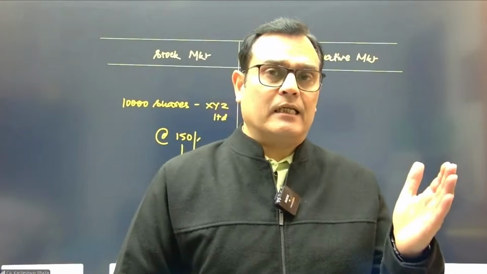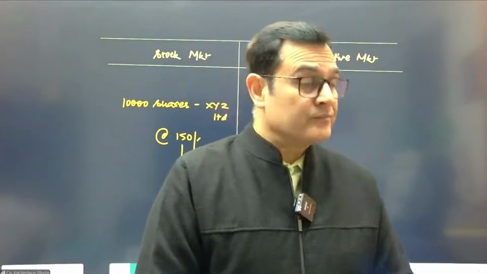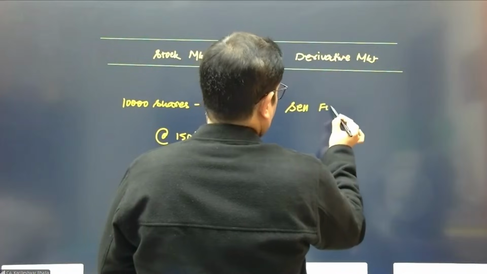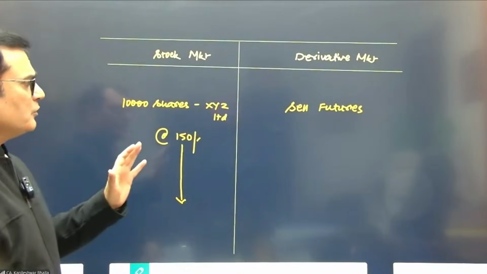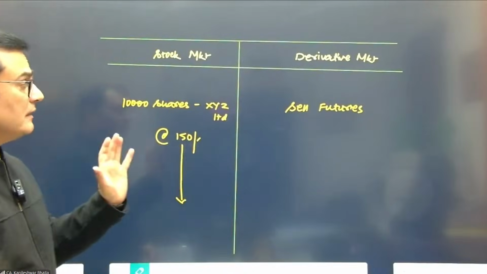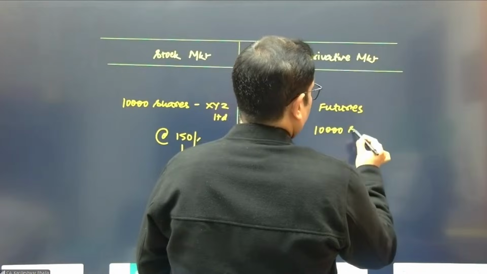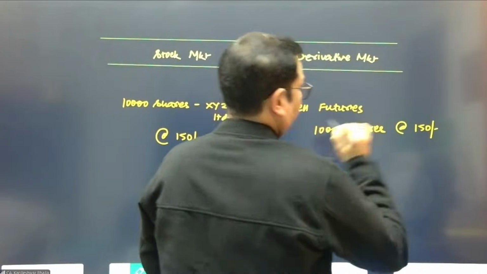Now, what I can do in the derivative market is, today itself, enter into a contract where I could sell futures of this particular stock. So what do I do? In order to do the protection, I sell futures. I sell the futures contract for the same shares. Let's say I took the same contract size, 10,000 shares, and I am able to sell the futures of 10,000 shares at the rate of 150 itself.